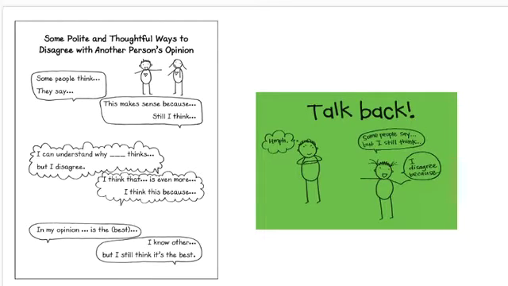All right, so one thing you want to do when you're disagreeing or agreeing with someone's opinion is you want to have a conversation. We say you want to talk back. Some polite and thoughtful ways to disagree with another person's opinion. So here's some speech bubbles with some ideas. Some people think, they say, this makes sense because, or still, I think. Or you could say, I can understand why blank thinks, but I disagree. I think that blank is even more. I think this because. Or, in my opinion, blank is the best blank. The other person could say, I know other blank, but I still think it's the best. So just having a polite and thoughtful way to disagree with someone.